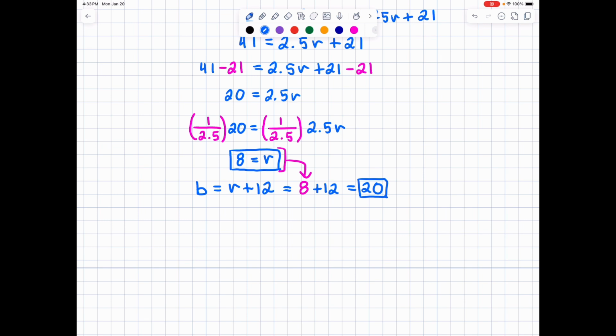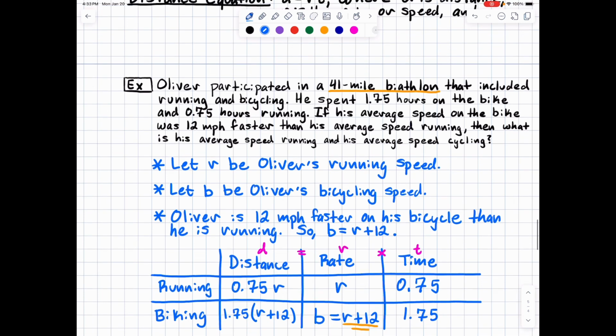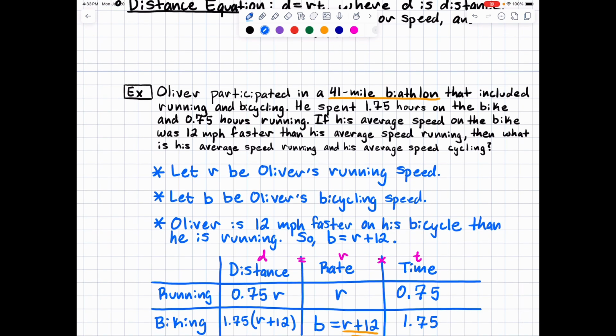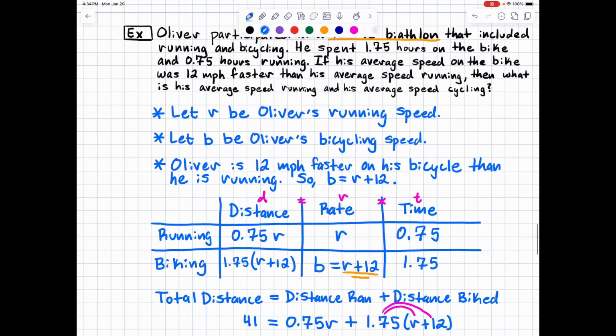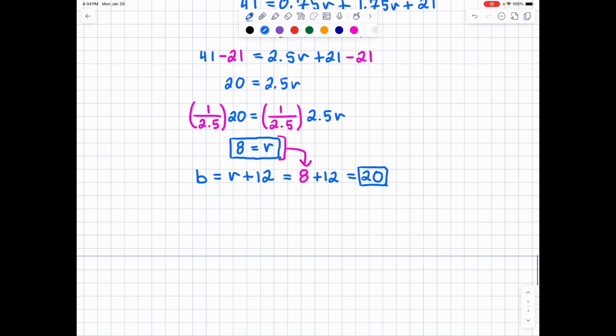So now I have both my running speed and my cycling speed. But I'm not done quite yet because I need to write a sentence. If I just show up and say 8 and 20, they're going to get a little confused. So we want to answer the question. Let's go back and see what the question said. The question was, if his average speed on the bike was 12 miles per hour faster than his average speed running, then what is his average speed running and his average speed cycling? So let's write a sentence that answers that.